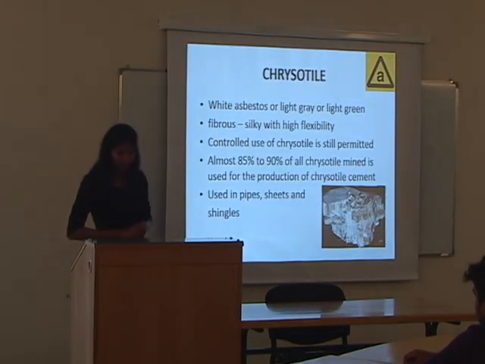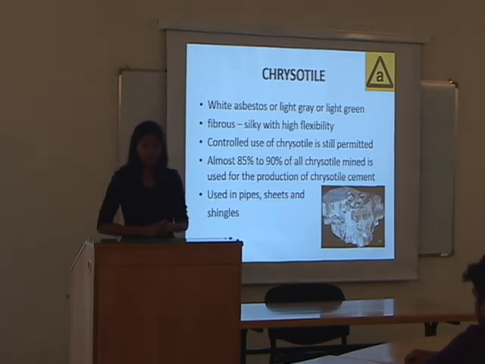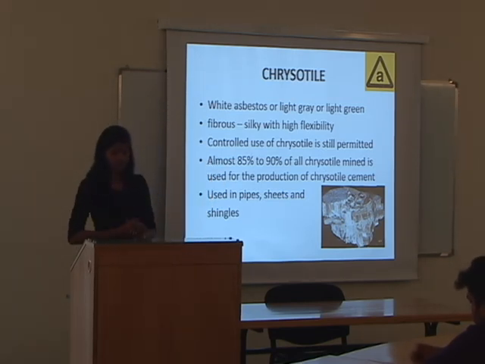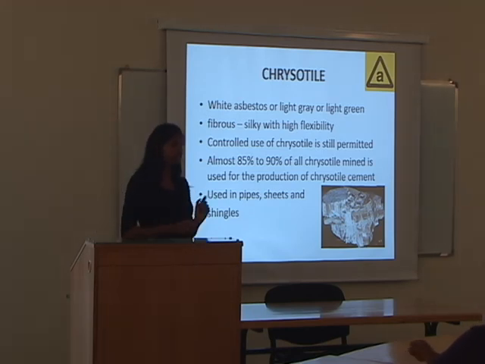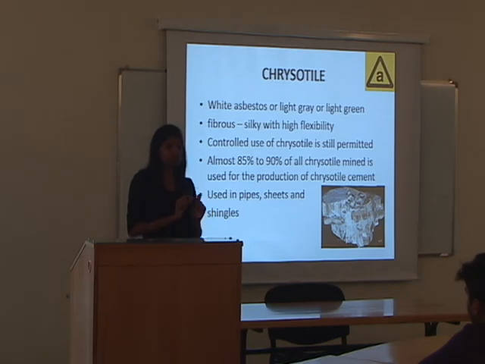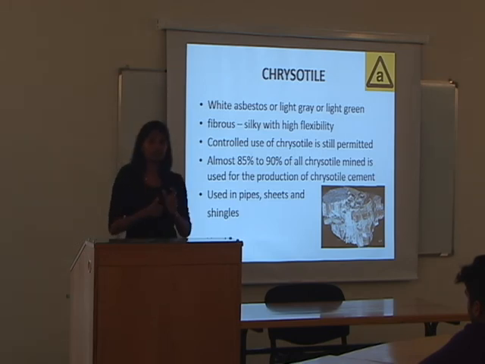And then our major one is chrysotile. This one is currently used, and it's also called white asbestos. It can be light gray or light green. The fiber is very silky and very flexible, so it was used in numerous products. This one is not yet banned because people are arguing that its carcinogenicity is less compared with the other types of asbestos.